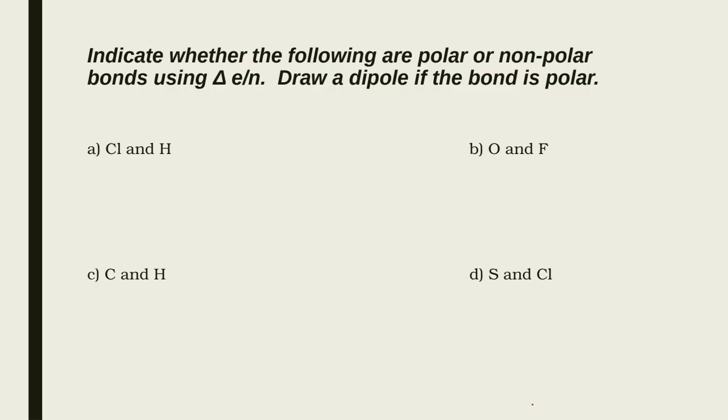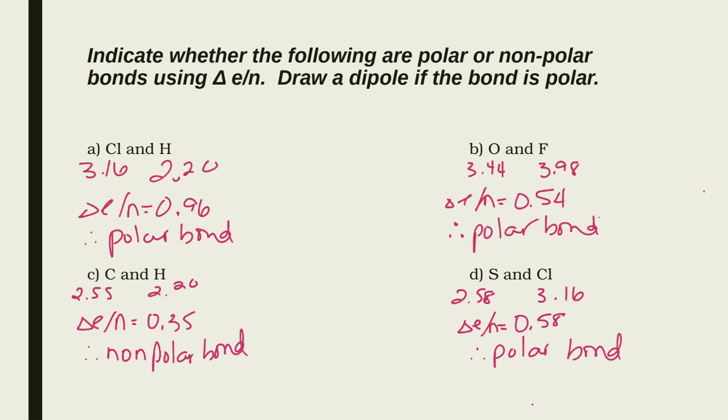I now want you to calculate the difference in electronegativity for these four sets of elements. And I want you to then label, does that difference in electronegativity indicate that these atoms will bond in a non-polar bond or with a polar bond? If it's polar, I want you to draw a little bond dipole like we just saw on the previous slide. So stop the video, carry that out, and then when you're done, come back and check your answers.